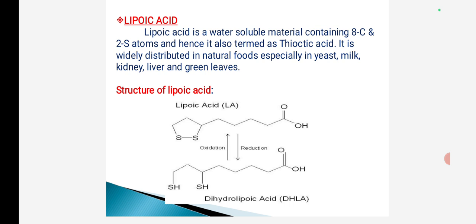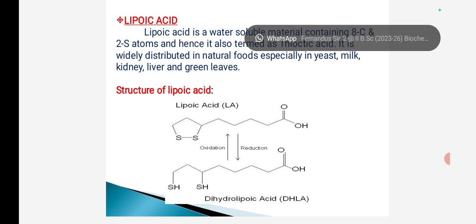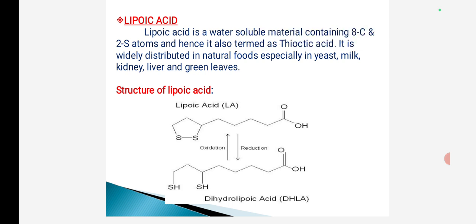Next, lipoic acid. Lipoic acid is a water soluble material containing 8 carbon units and also 2 sulfur atoms, and hence it is also termed thioctic acid. It is widely distributed in natural foods, especially yeast, milk, kidney, liver, and also green leaves. This is the structure of lipoic acid, oxidized form and also reduced form.